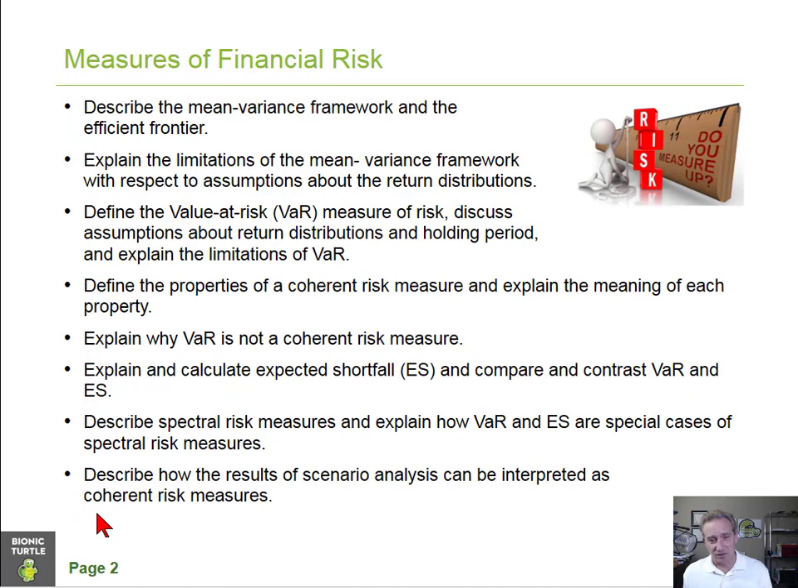So in terms of learning objectives that we have, you can see here we have some introduction, the mean variance framework. This has high overlap with topic 1 mean variance framework, and that's the Bodie and also Noel Amenc assignments. So that's basically redundant. But then the core of this chapter really is defining the value at risk measure of risk and the properties of a coherent risk measure and the meaning of each property. So we want to be mindful of this.